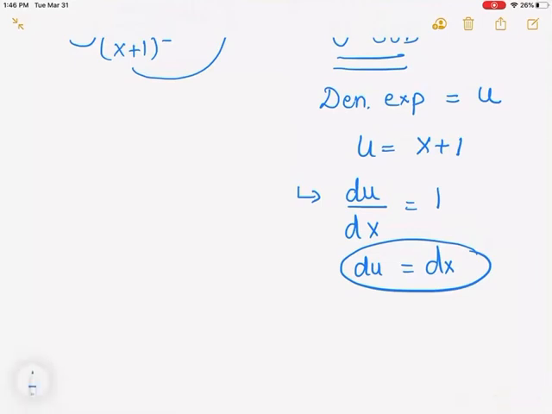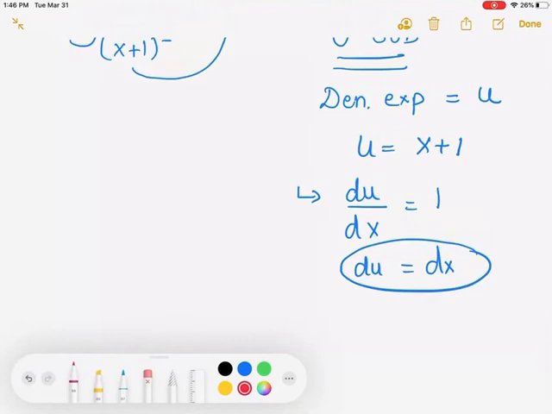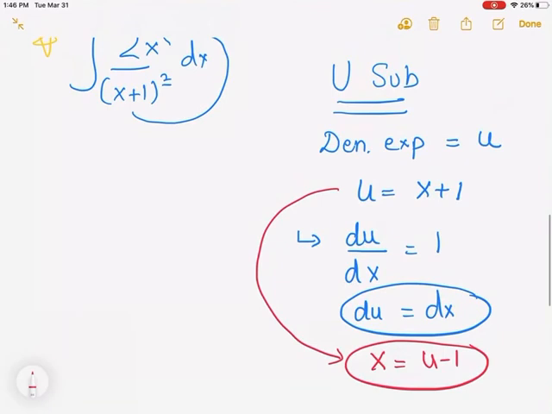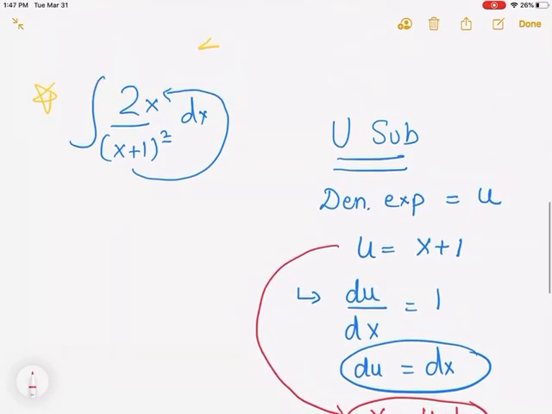There's another thing you might need. It could be the x value. So let's just take this equation and solve for x. I know x would be equal to u minus 1. All right, so far I have these two different equations I may use for this U substitution.